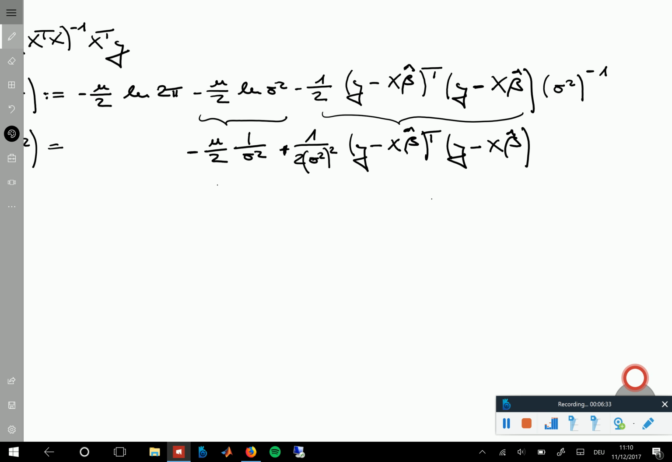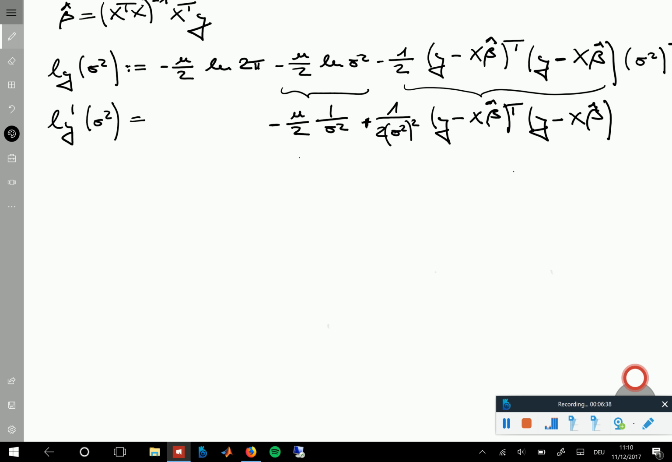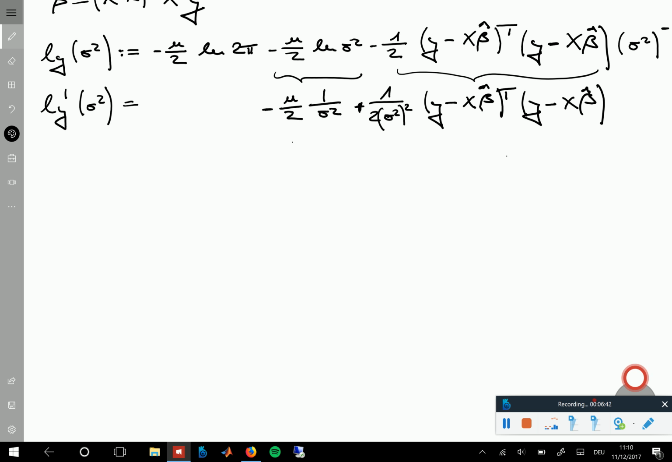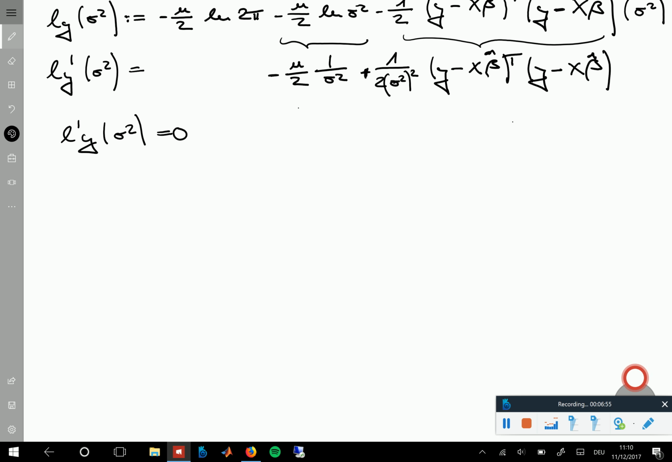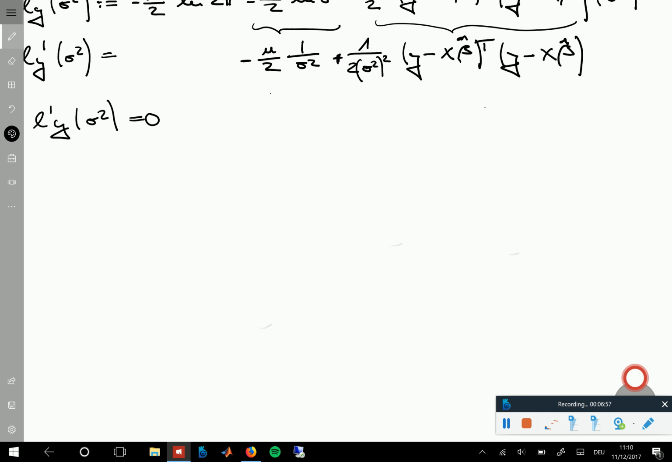So yeah, now we are already where I wanted to get with respect to the derivative. Then of course the approach is again to set it to 0. So we have our derivative here, which we now set to 0, which means that we set this expression to 0.